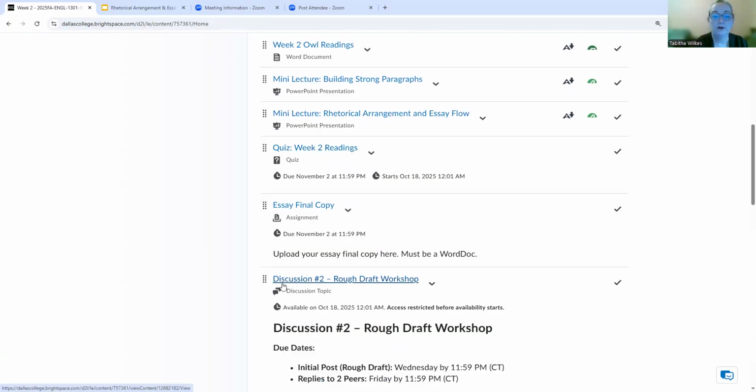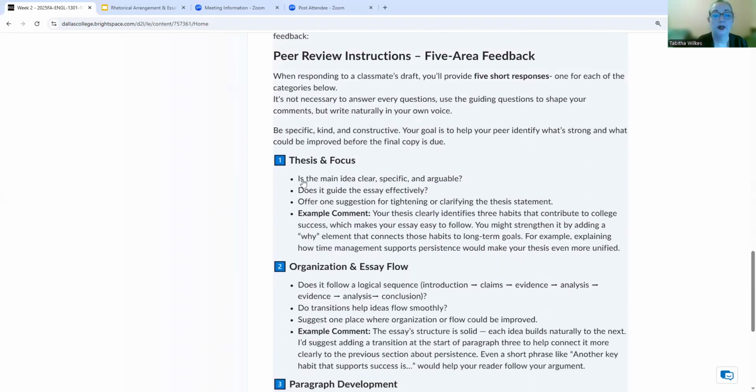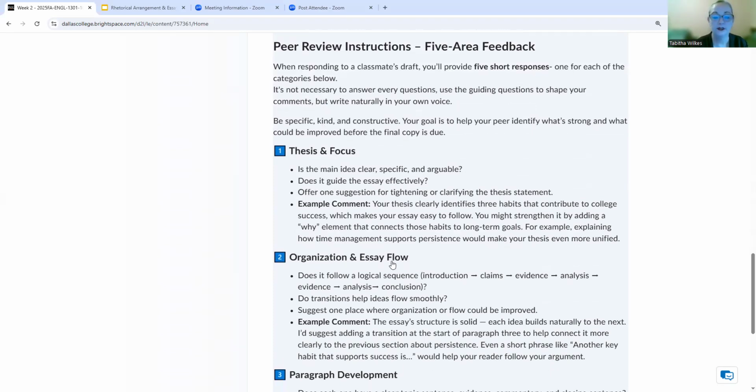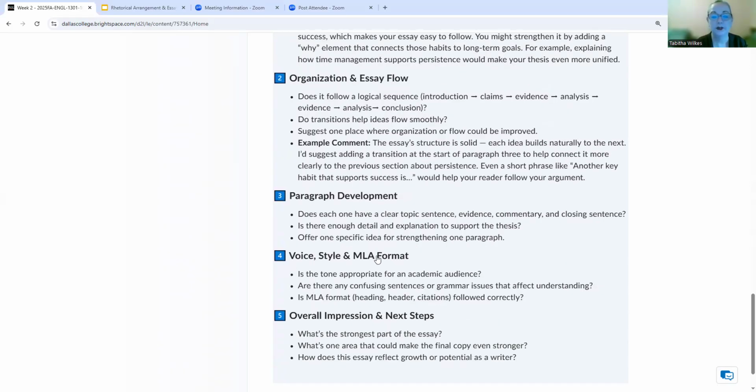This is a rough draft workshop. Okay, so your discussion board 1, you dropped a thesis statement in there. Now your discussion 2, you're going to drop a rough draft in, and then you're going to provide peer feedback to 2 of your peers. I did lay out the questions. You're going to write 1 sentence about the thesis they've written, 1 sentence about their organization, 1 sentence about their paragraph development, 1 sentence about their voice, style, and MLA, and then 1 sentence that is an overall impression.